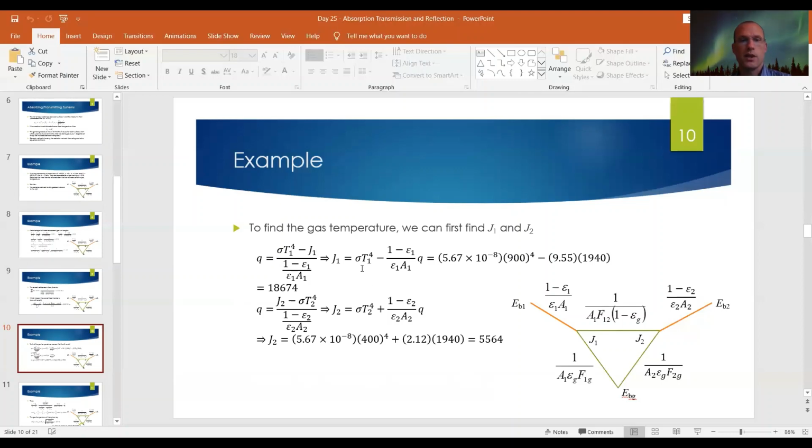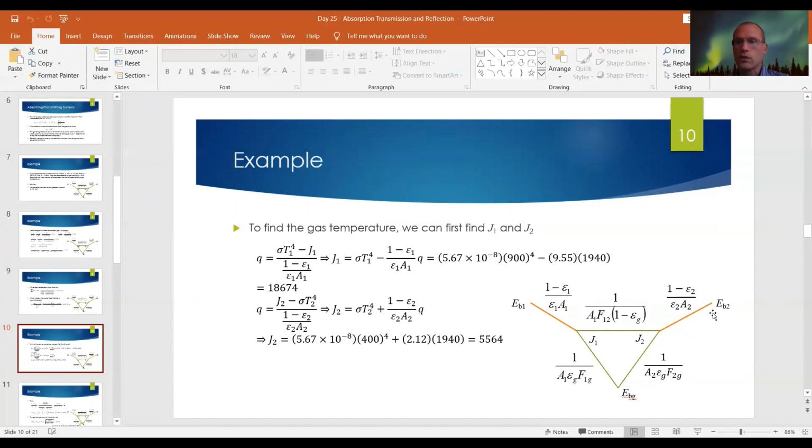So I get sigma T1 to the 4th minus (1 minus epsilon 1) over (epsilon 1 A1) times Q, and those values I know. So 5.67 times 10 to the negative 8, sigma, 900 kelvins is this temperature, and I know this resistance value was 9.55, and the total heat transfer being lost out this route was 1940. With that, I get a J1 value of 18,674 watts per meter.